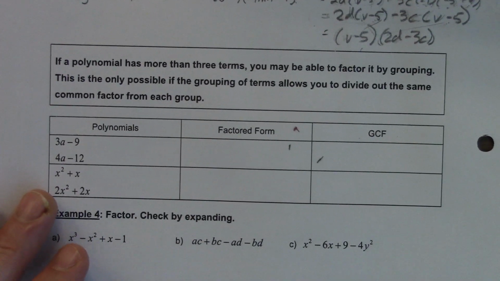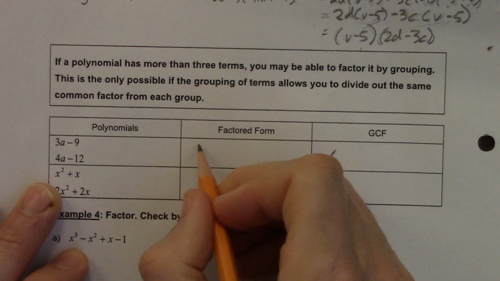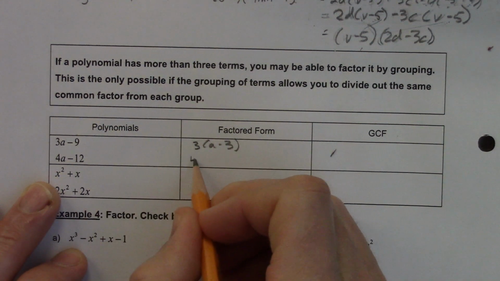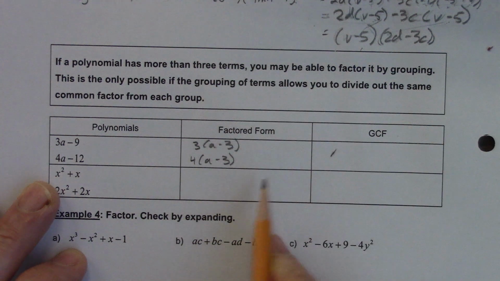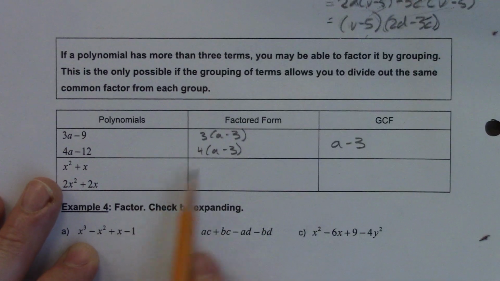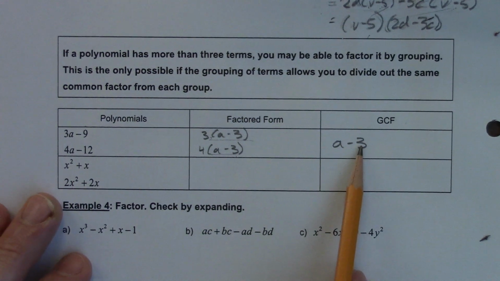If a polynomial has more than 3 terms, you may be able to factor it by grouping. This is only possible if the grouping of terms allows you to divide out the same common factor from each group. Alright, so let's see what we're talking about here. If I factor this out, I'm going to get 3a minus 3. And if I factor this one, I'm going to get 4a minus 3. Now we can see that the greatest common factor is a minus 3. See what I did there? I'm factoring both of these. Then I noticed that a minus 3 is the same. That's the greatest common factor.